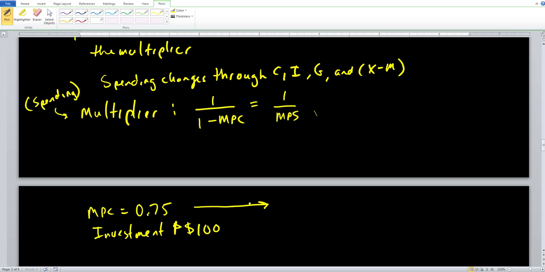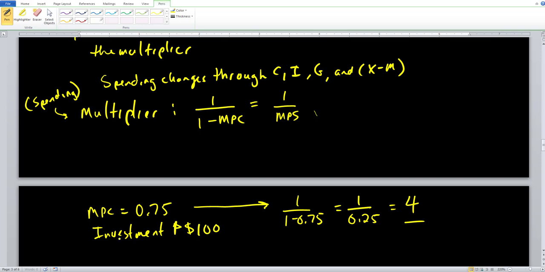We use the MPC value, 1 over 1 minus 0.75. We simplify this as much as we can. It'll give us 1 over 0.25. Put this into your calculator, or you can do it off the top of your head. Our spending multiplier is equal to 4. So any spending change that we have is going to change our equilibrium income by 4 times that amount. Here, we increase investment by $100.